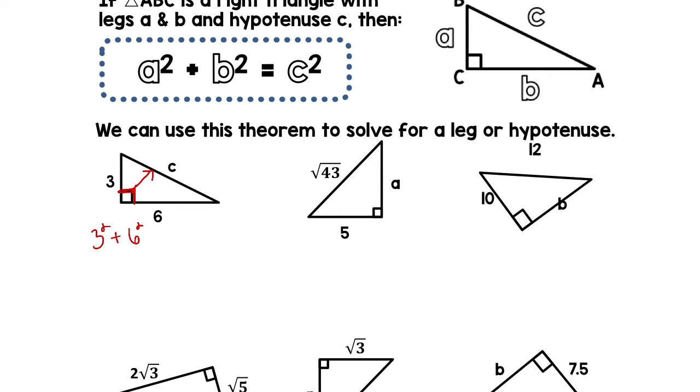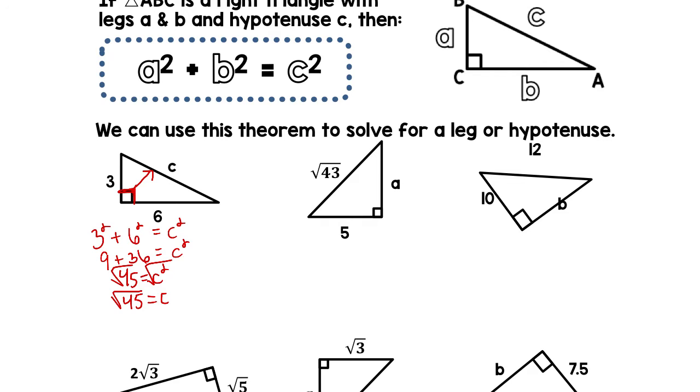3 squared plus 6 squared is C squared. Well, 3 squared is 9 plus 6 squared is 36 is equal to C squared. Well, I can combine 9 and 36 and get 45 is C squared. If I want to get rid of this square, I have to take the square root of both sides, and that gives me C is equal to the square root of 45. You could simplify this. I don't care about it that much. Square root of 45 is sufficient for me.